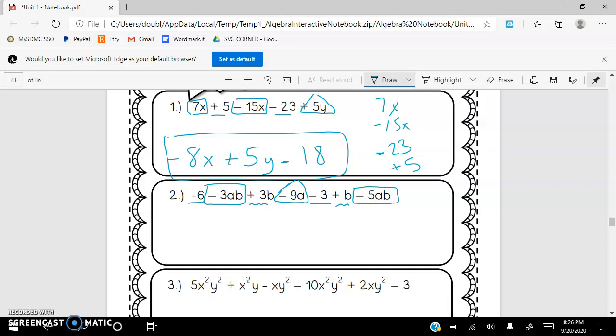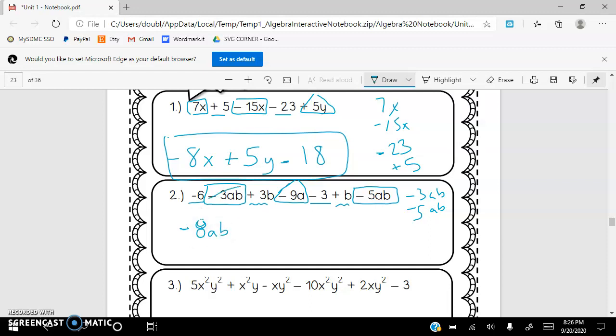So let's go with that AB first. So we have a -3 and a -9 AB. I'm sorry, we don't. Let me erase that. We have a -3 AB and we have a -5 AB. So since both of them are negative and we're adding them, we want to keep the sign and add the numbers. So 5 plus 3 is 8. And then we have AB.